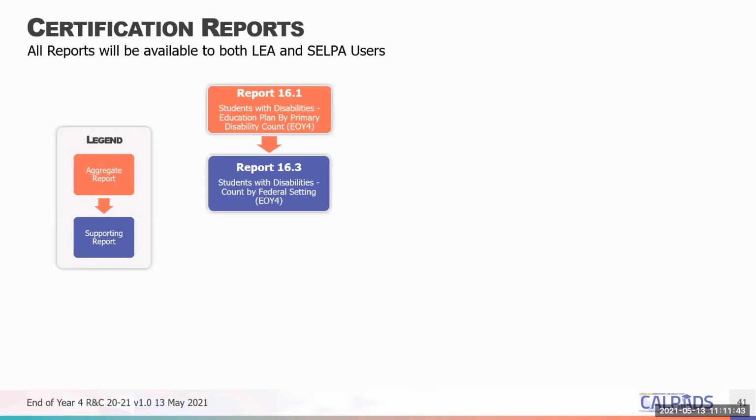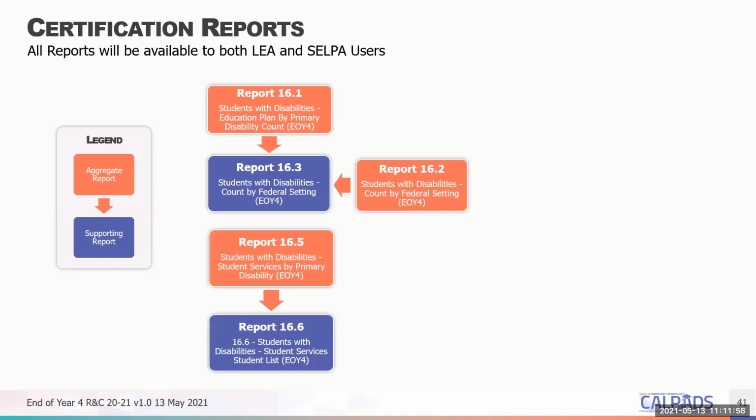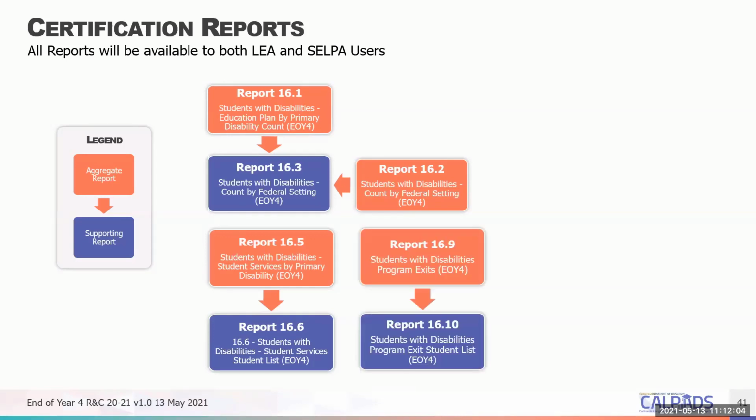And so we have 16.1 and it's supported through 16.3. The supporting reports give us the record details. And for special education, those are student record details, right? And 16.3 also reports 16.2. So we'll talk about each report here shortly. Then 16.5 is the services report, and it's supported by 16.6.